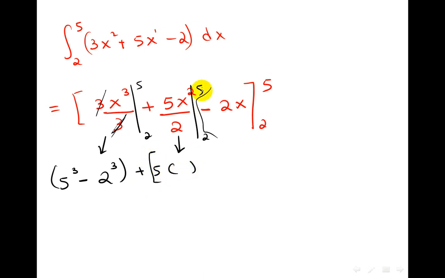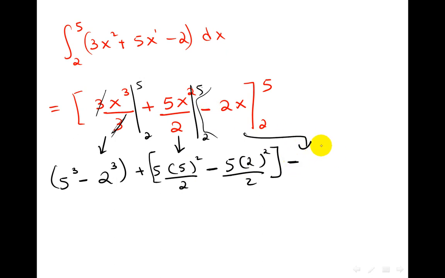x squared over 2. What is the x? In the first place it will be 5 squared divided by 2 minus, what will be the next number here? 2 squared, again over 2. Done with this one. Now this one is left. You have a negative here. Open a new bracket: 2x, which is 2 times the first number, 5, minus 2x, 2 times 2.